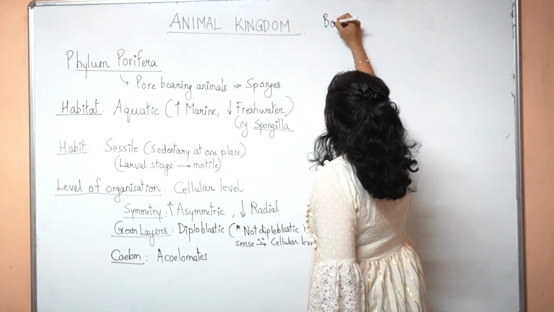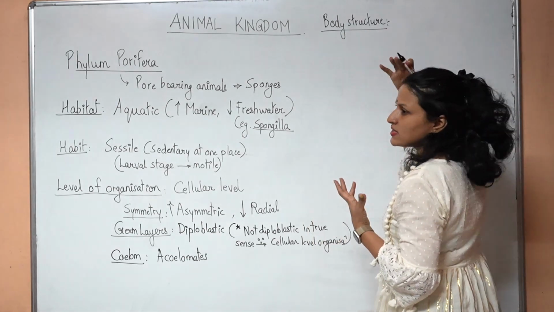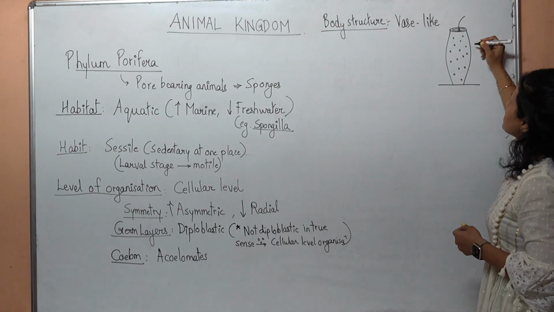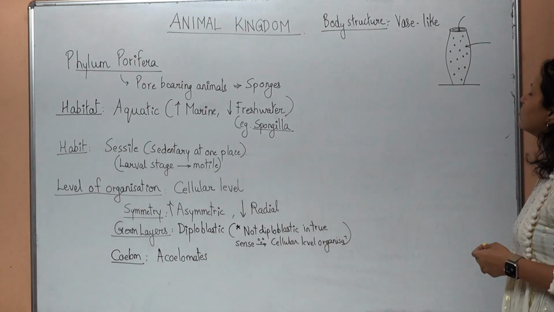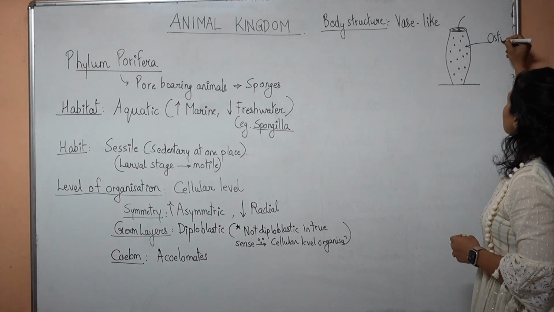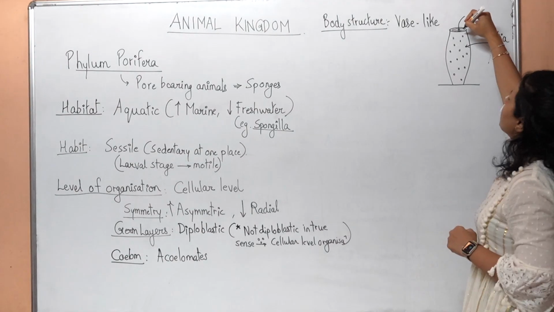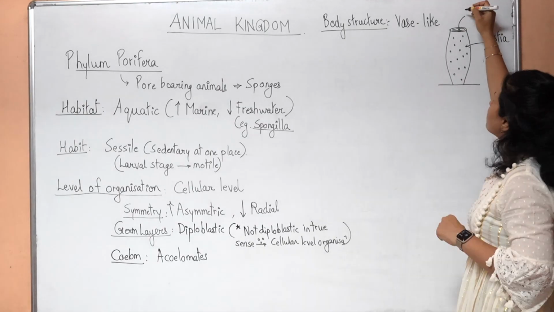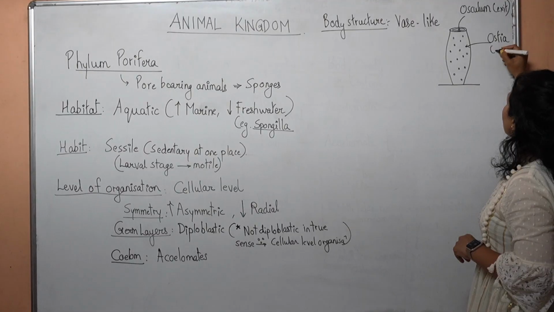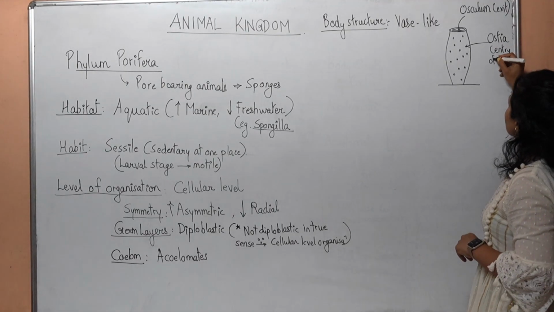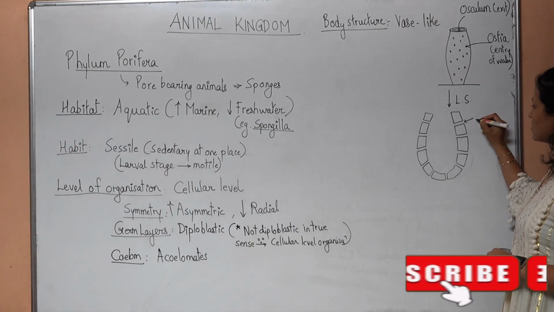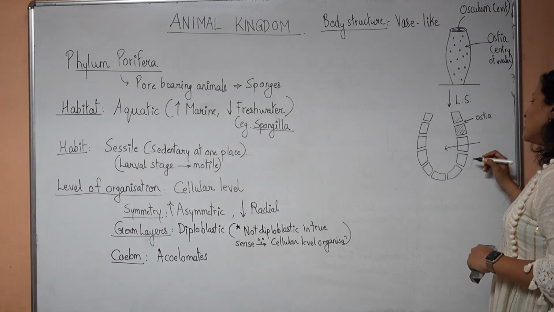Next we talk about the body structure. So they have a vase-like appearance, like I told you. A peculiar opening is there on the outside and many pores are there all over the body. These pores all over the body are called ostia, and there are many ostia, and this one peculiar opening on top is called the osculum, which acts as the exit, and the ostia act as the entry of water. So I've taken a longitudinal section of this, and as you can see, these are the ostia here, and a cavity is there inside.